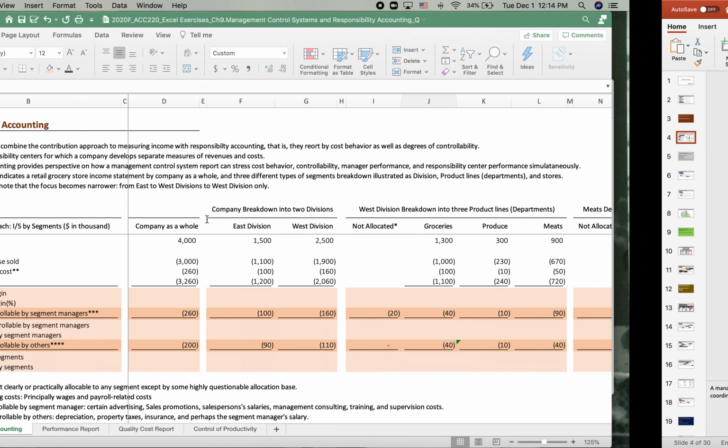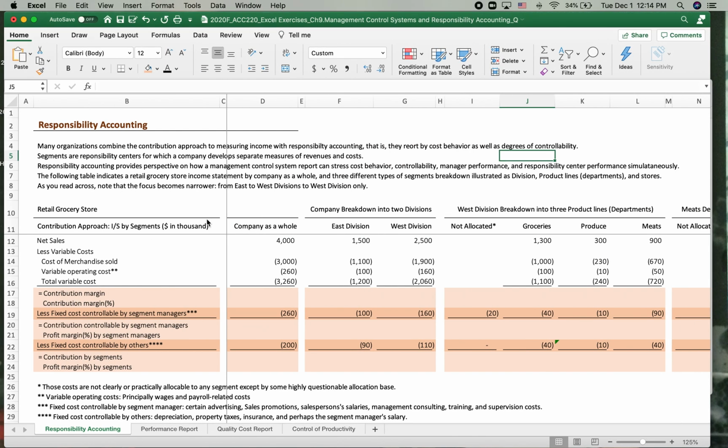So responsibility accounting provides perspective on how a management control system report can stress cost behavior and controllability of manager performance and responsibility center performance simultaneously. So we have a very interesting exercise table, as you can see.